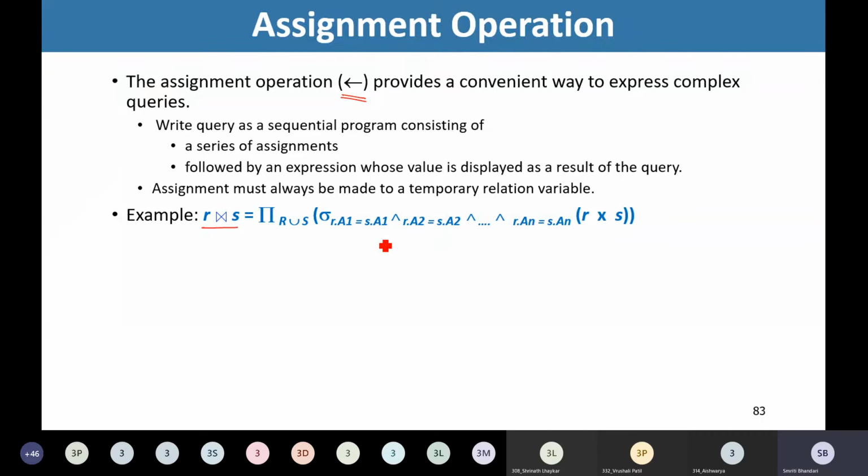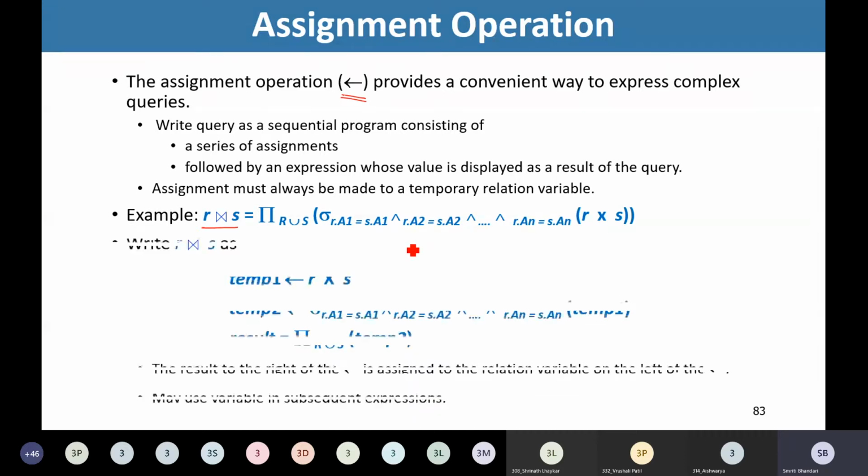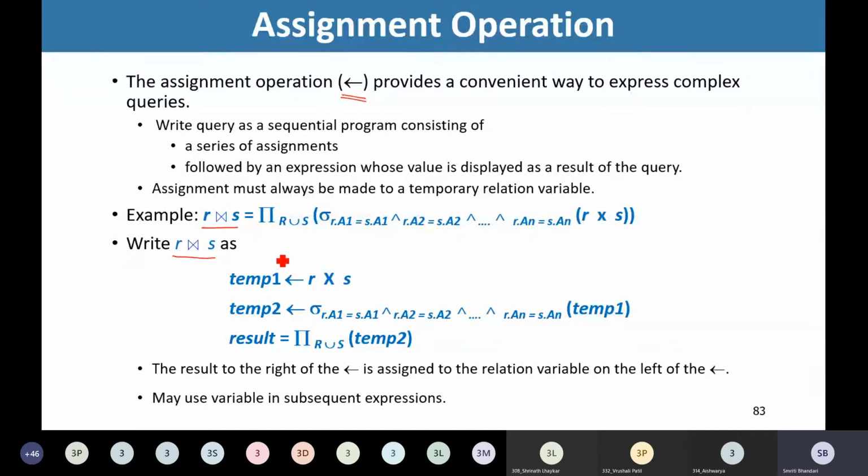If we want to write this complex query in a simplified way, we can make use of the assignment operation and write it as a sequential program consisting of a series of assignment operations. So what do we mean by that? We want to write this R natural join S as this query. We are splitting our task into subtasks, and these subtasks are being assigned to temporary relations. See here, we have one relational algebra operation, R cross S. We are simplifying the task and writing a series of operations.